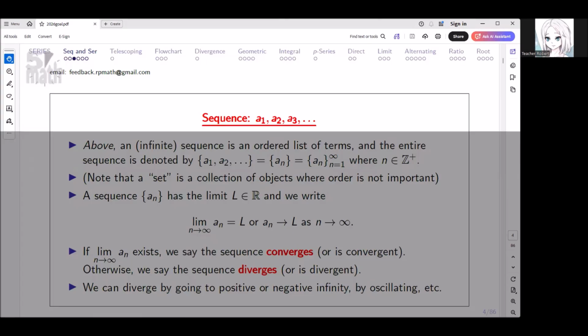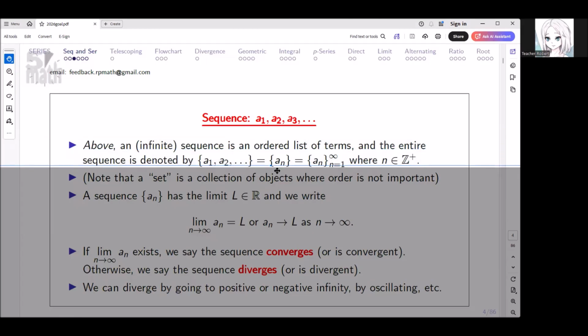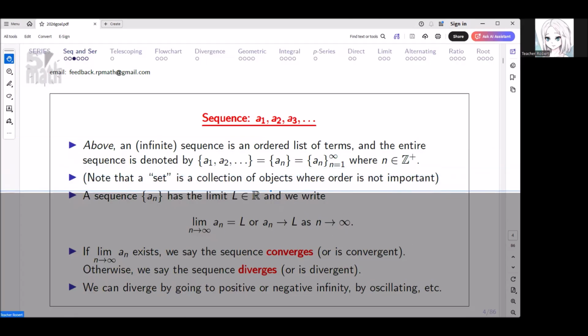Sequence a1, a2, a3, and so on. Above, an infinite sequence is an ordered list of terms, and the entire sequence is denoted by a1, a2, and so on, equals an, equals this, where n is an element of the positive integers. Note that a set is a collection of objects where order is not important.